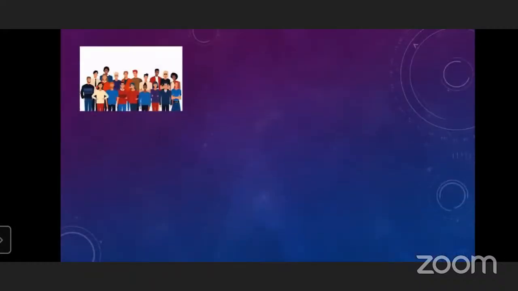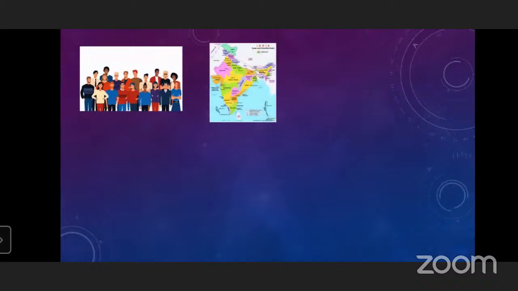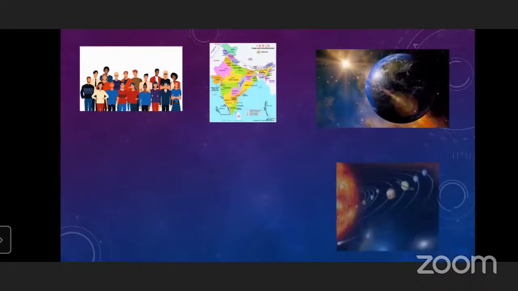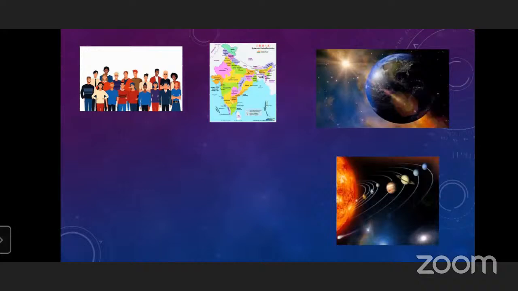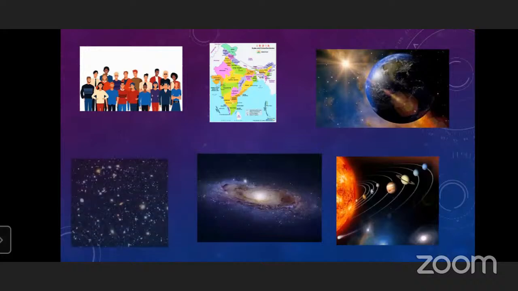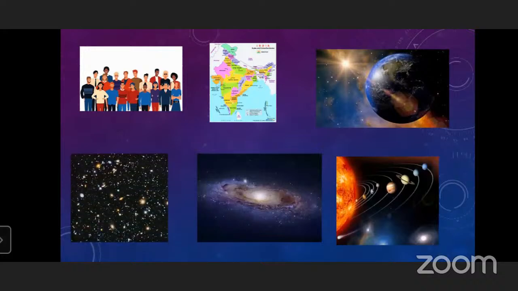But where did the universe begin? We know we humans live in a place called India. Our India is a part of this gigantic earth. Our earth is a part of the solar system. Our solar system is a part of a spiral galaxy called the Milky Way galaxy. Our galaxy is in this vast observable universe.